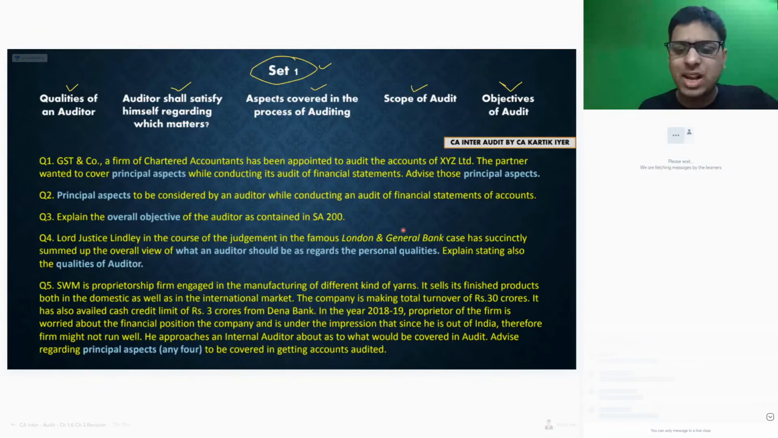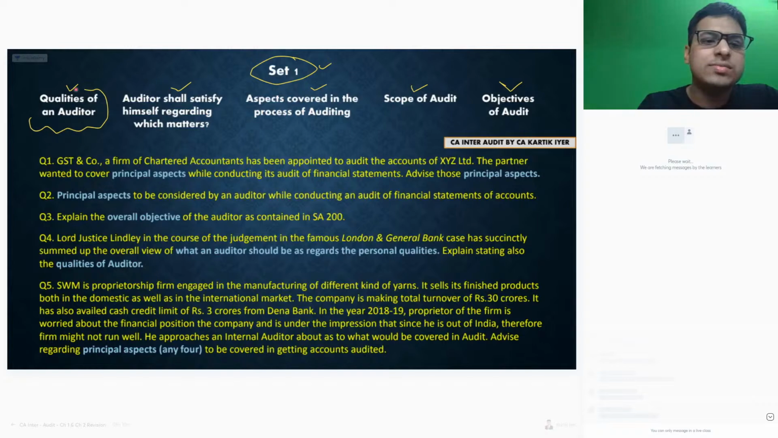Clear? Simple till here. After you attain the heights, still you need to have two things: integrity and independence. Simple. See, in this simple memorizing technique, we have done one answer completely, and that is qualities of auditor.